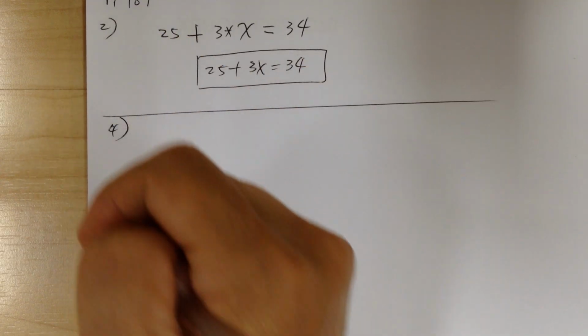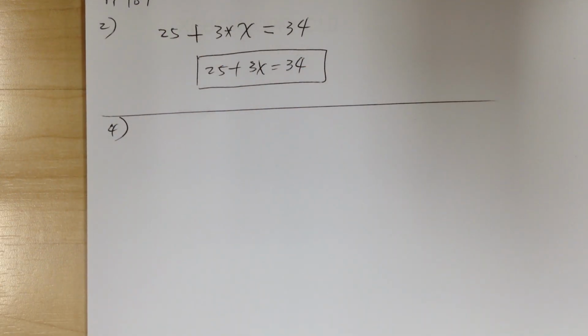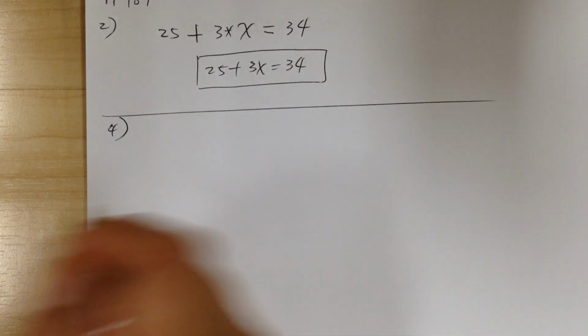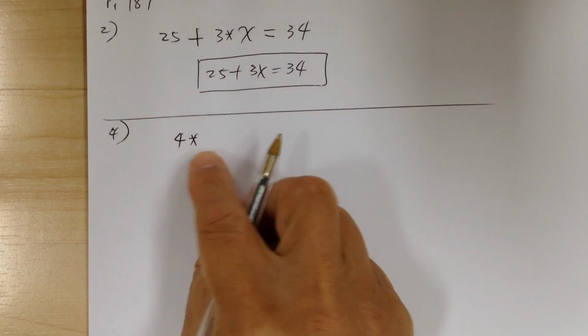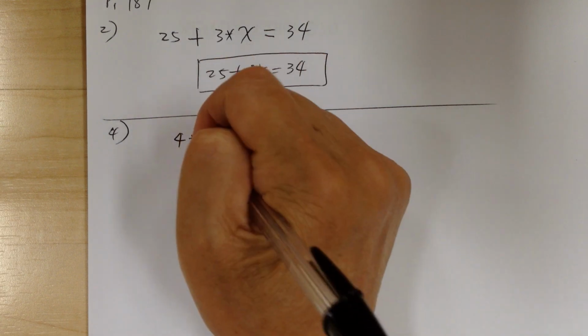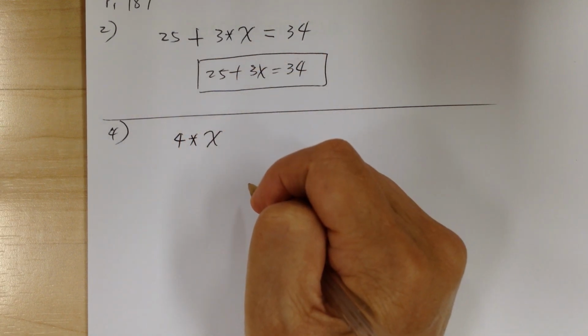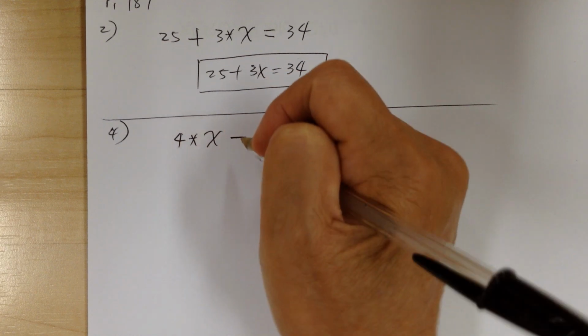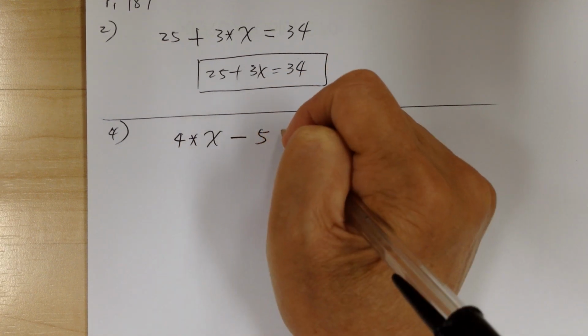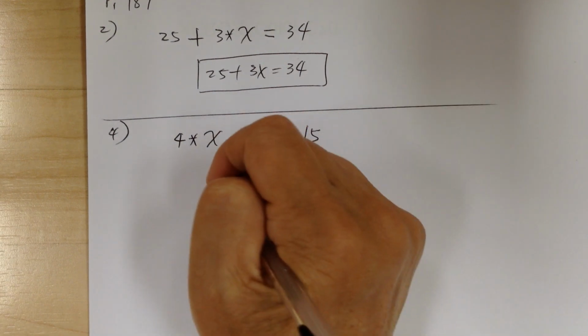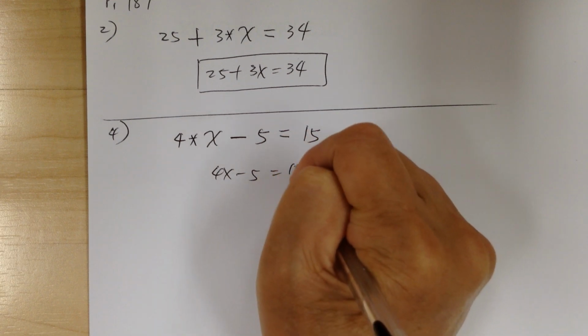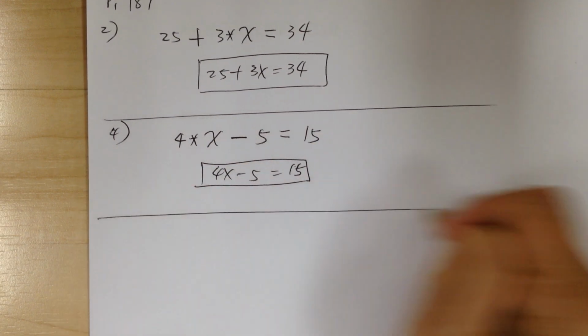Number 4. Again, make sure you translate word for word. Don't go all over the place. So number 4 says 4 times, so 4 times an unknown number. That's x. And decrease by means minus. 5 means 5. Is means equal. 15 means 15. And so your equation is 4x minus 5 equal to 15. And that's your equation.